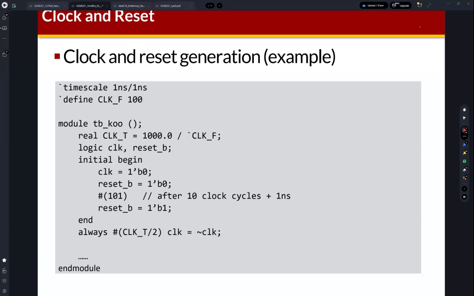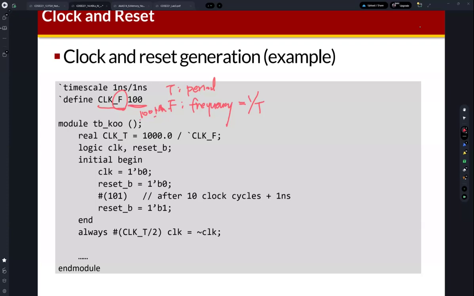But in this example, I generate the clock in a different way. Firstly, you can find clock_F. What does that mean? T is the clock period. Then what is F? F is the frequency. So F is 1 over T. And then clock_F is defined as 100, so this is 100 megahertz.